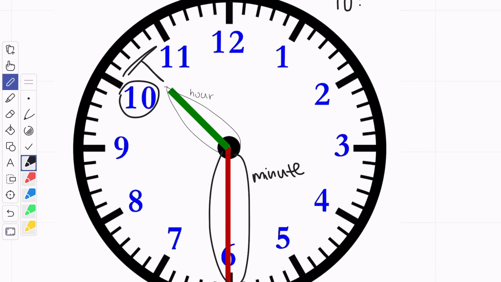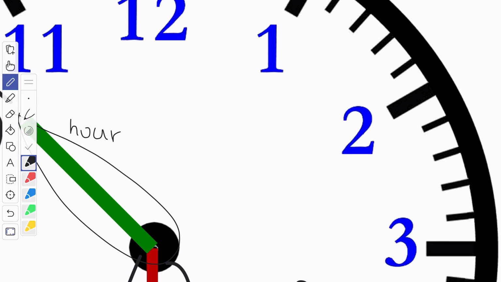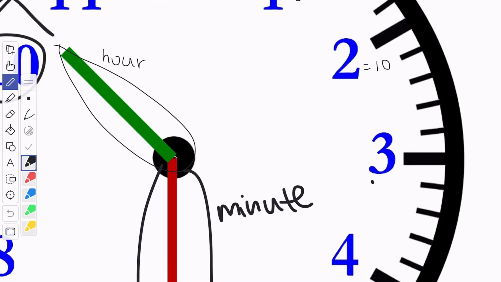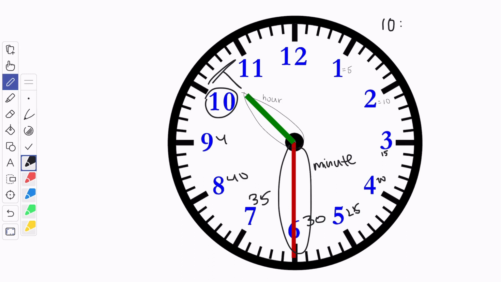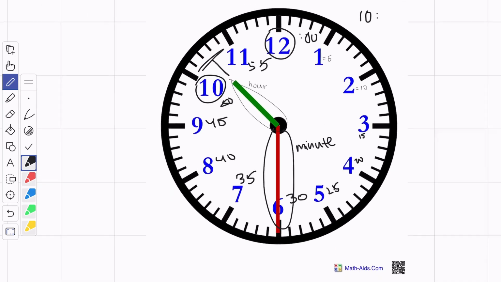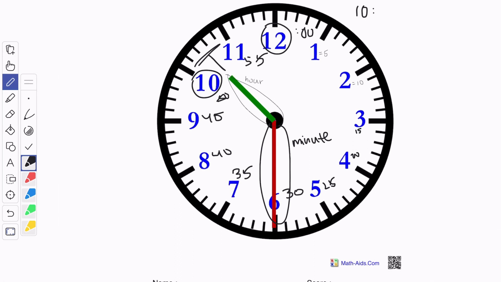And then the minute, there's 60 minutes, right? So each of these numbers is going to be translated to a part of 60. So 1 is 5, 2 is 10, 3 is 15, 4 is 20, 5 is 25, 6 is 30 because it's half, 7 is 35. So you're just going to multiply 5 to all of them, basically. And then this one signifies 0. So for this one, our minute hand is on the 6, so it's at 30.